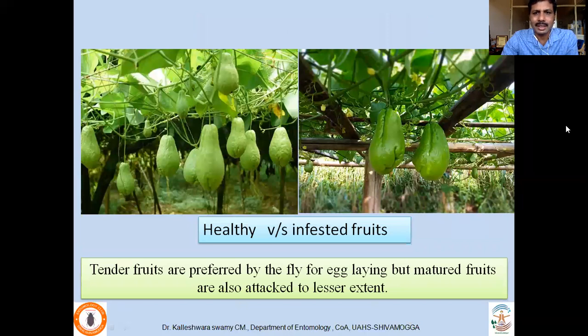And you can see here the malformed fruits. In case of chow chow especially, they may not breed successfully, but they insert their ovipositor, and these are called pseudo punctures, and that may cause malformation like this. You can see the difference between the healthy fruits and an infested fruit.